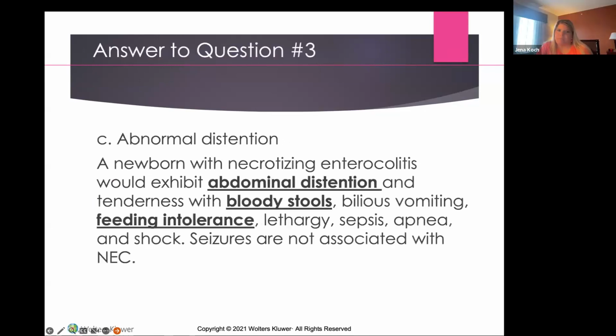Abdominal distension, bloody stools, feeding intolerance. Okay.